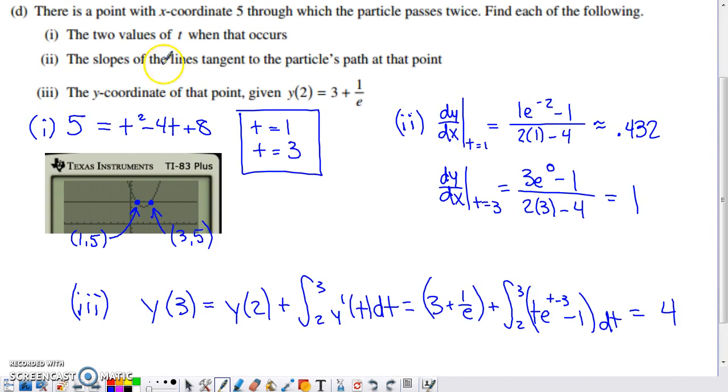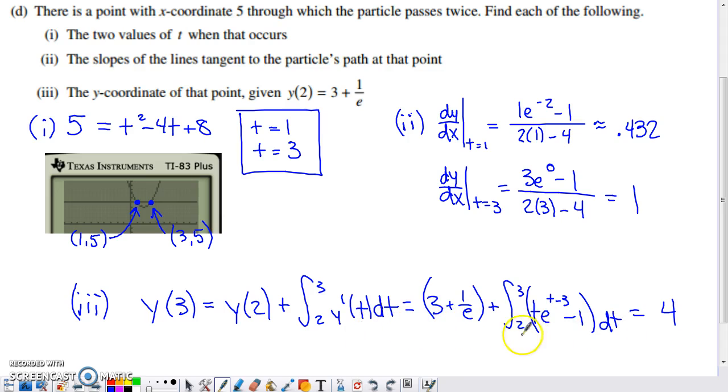And then the last piece here is the y coordinate of the point at that x value, given that the y coordinate of the object at 2 is this ugly value. And so if we're trying to find the y coordinate of the object at 3, what we can do is start with the y component of position at 2, which is 3 plus 1/e, and add on how much the y component of position changes from 2 to 3 by integrating the rate of change of the y component of position, which is the y component of velocity.